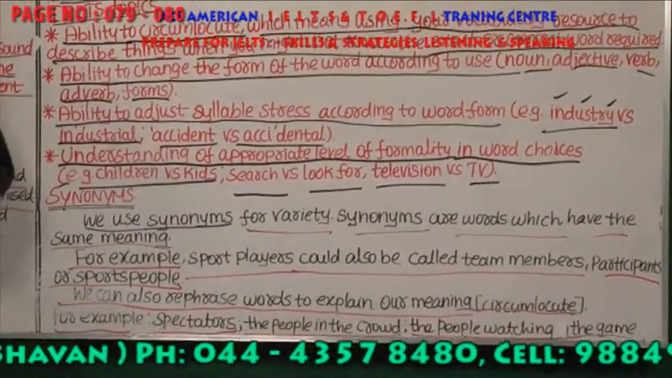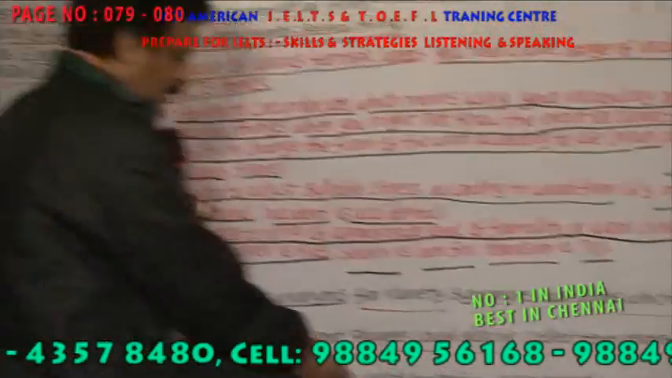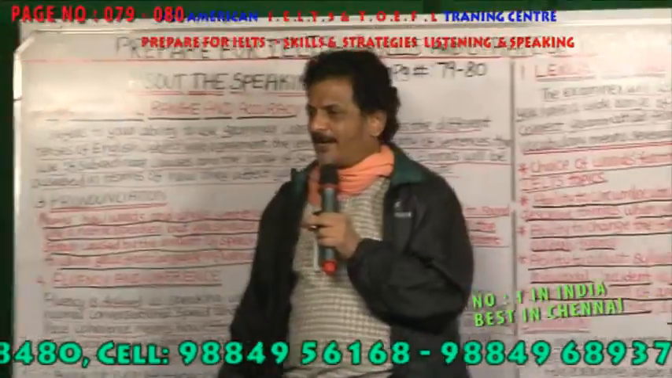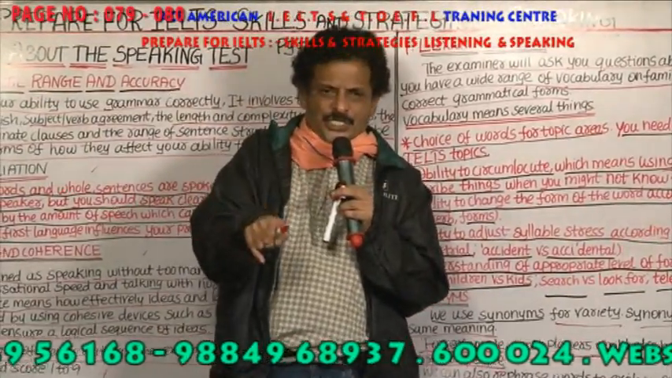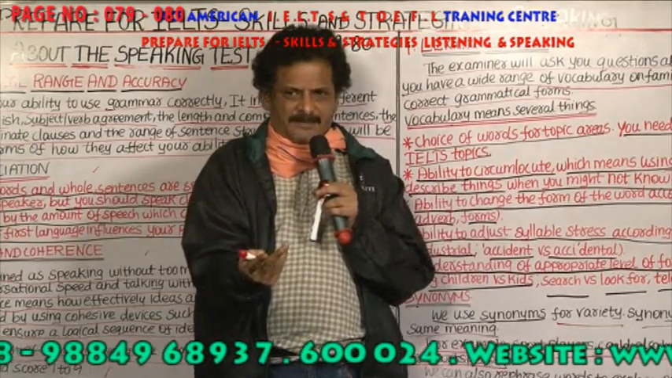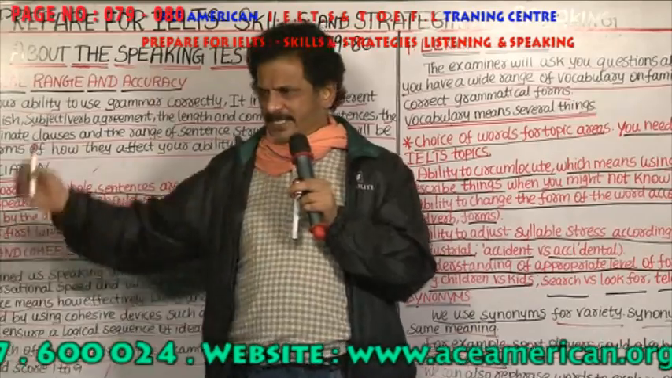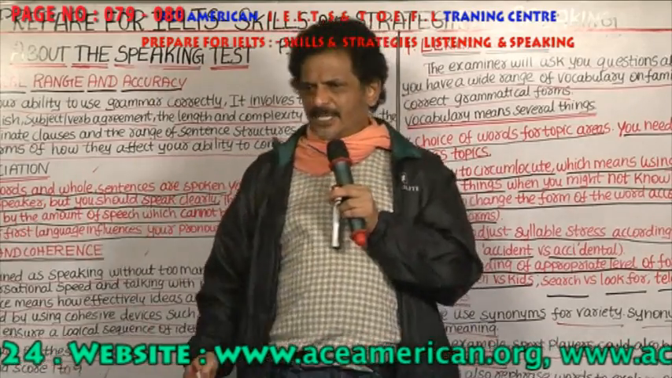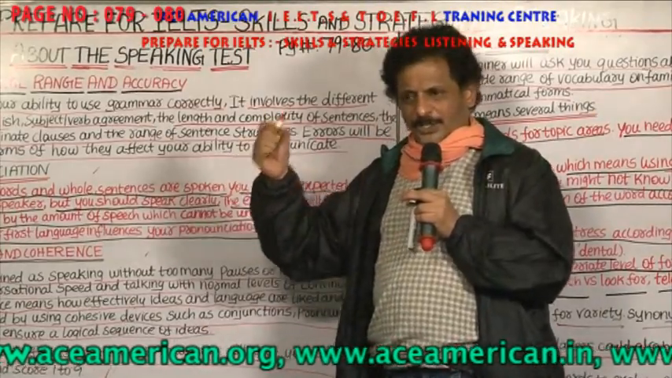So, to get a score of 1 to 9, the examiner checks your number 1, word power, lexical resource. Number 2, your grammatical range and accuracy. Number 3, the pronunciation. Number 4, your fluency and coherence, using cohesive tools like conjunctions. Got it? Are you clear about it?